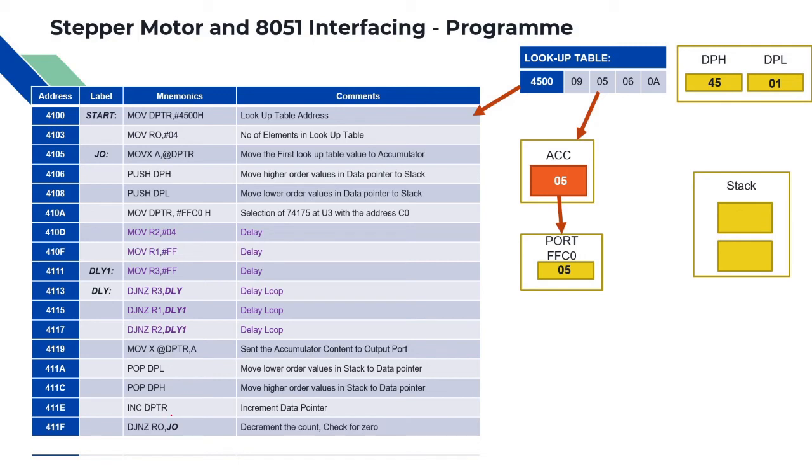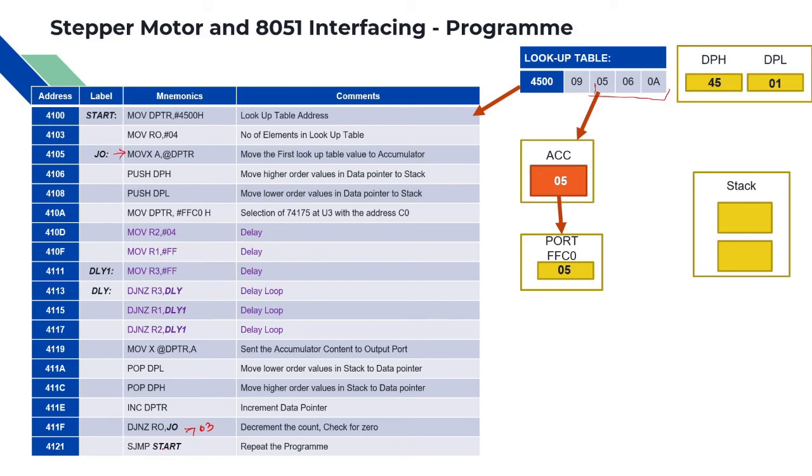Now after incrementing DPTR, I am decrementing the value of R0, which was earlier 04. Now it will become 03, right? Which is an indication that you still have three more values to be read from the lookup table, right? If it is not 0, then I'm going to proceed back, right? I'm going to proceed back here.